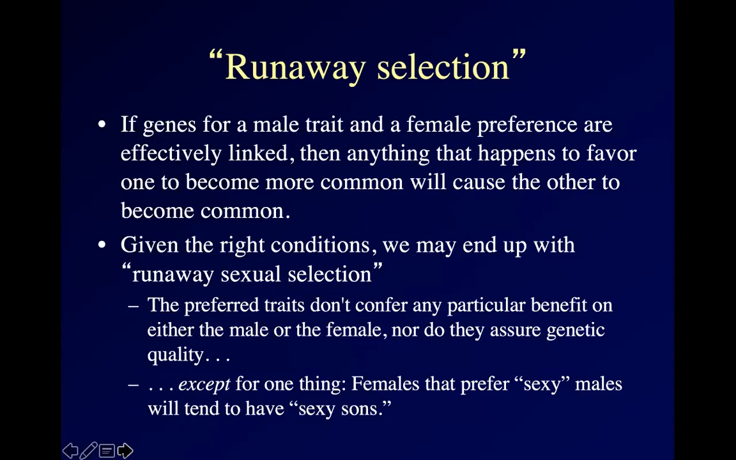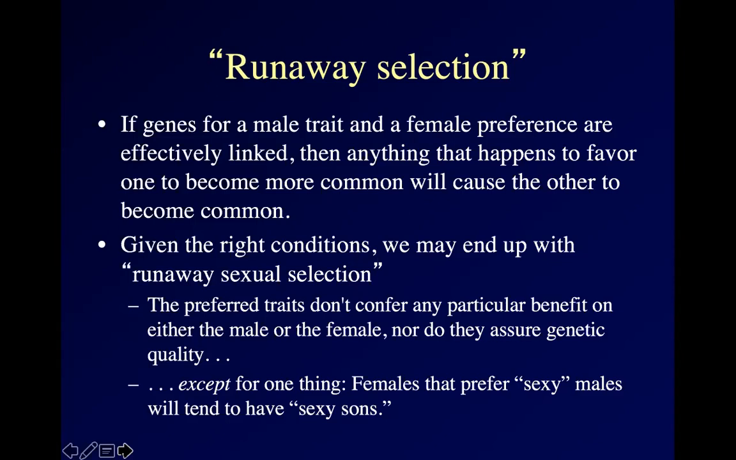If that happens, once the genes for the trait and the genes for the preference are occurring together in the same genomes, then anything, even a totally random event that happens to make one more common, will also cause the other to become more common. So let's say we have beetles that are fast or slow, and they inherit either fast or slow stroking, and they inherit the preference for either fast or slow stroking. Let's just say that some random event kills off half the slows.